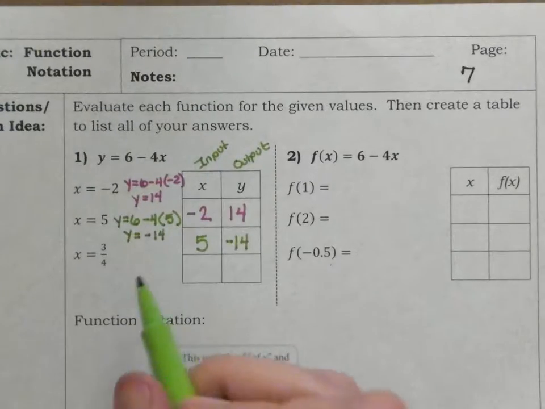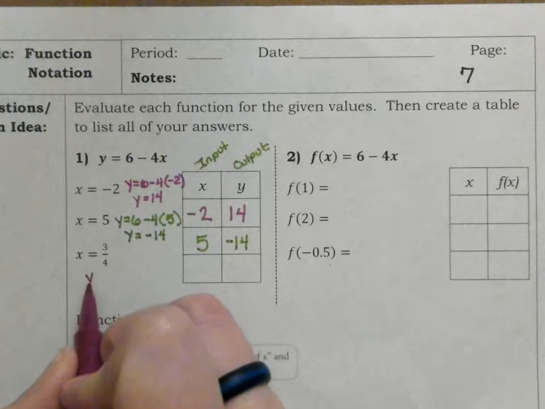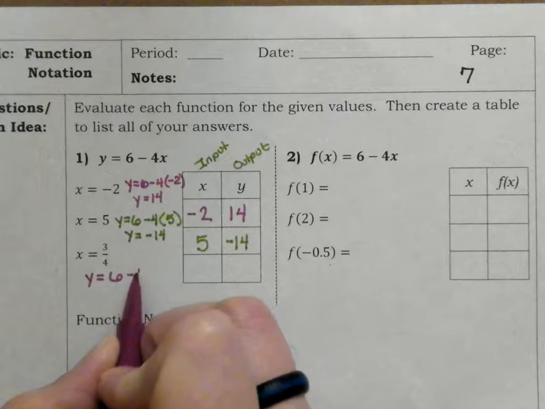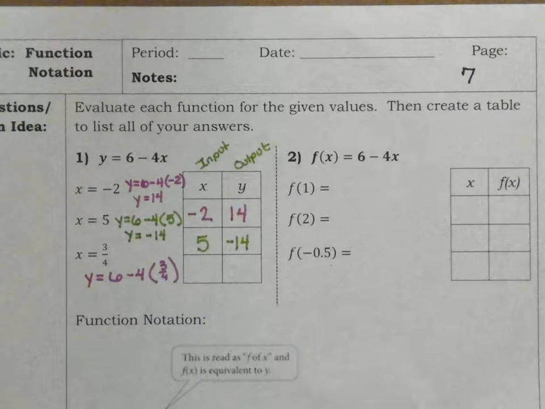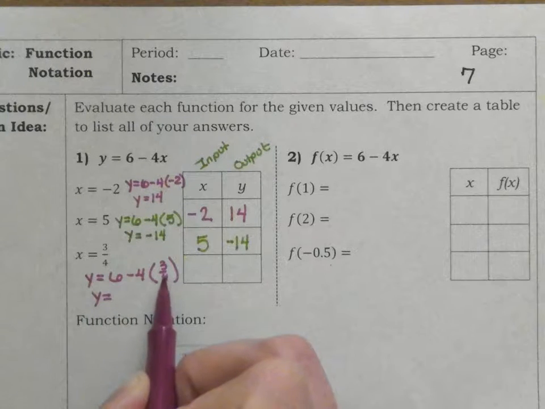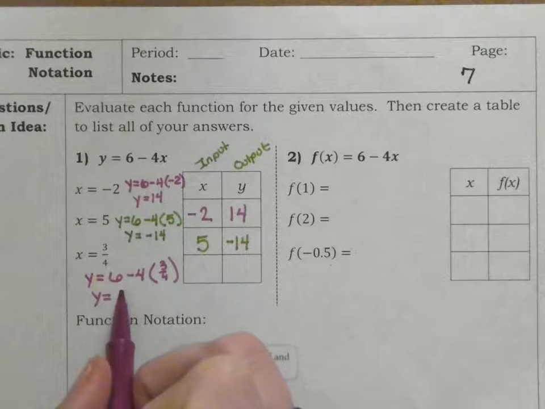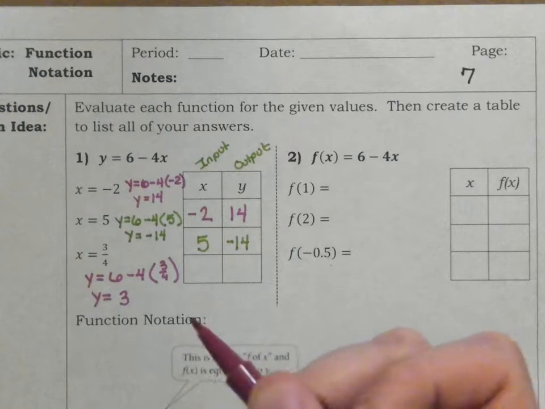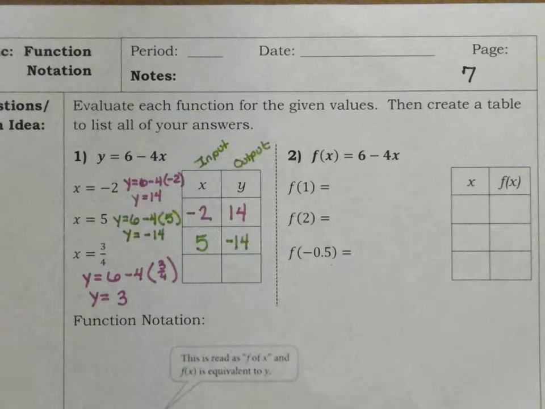Okay. And then the next one, I have a fraction. So it's y equals 6 minus 4 times 3/4. Okay, so 4 and 3/4 just make 3, so 6 minus 3 is 3. And so my ordered pair is 3/4, comma 3.